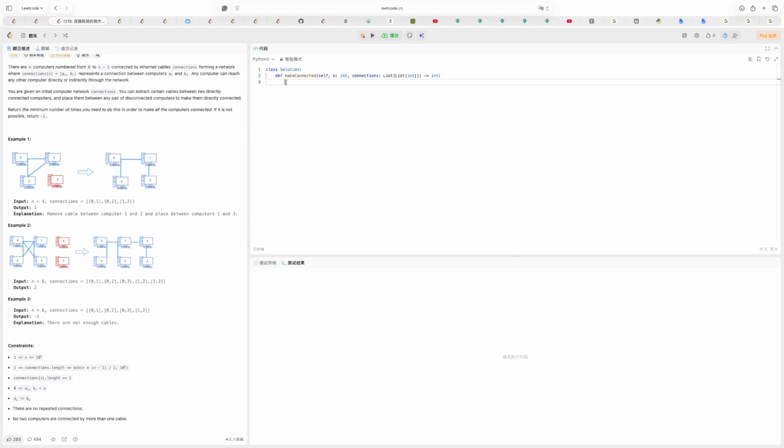I think we can first return -1 if the length of connections is smaller than n-1. And else we would try to count how many operations we need.